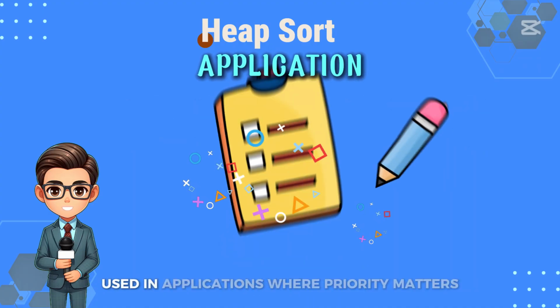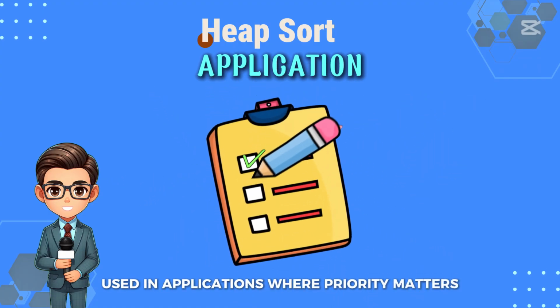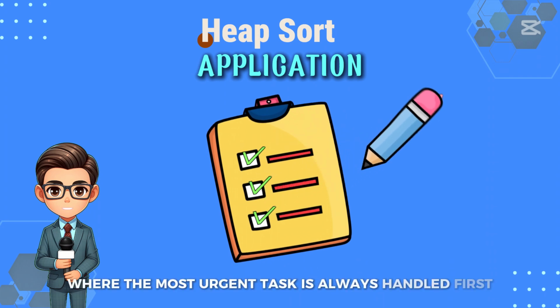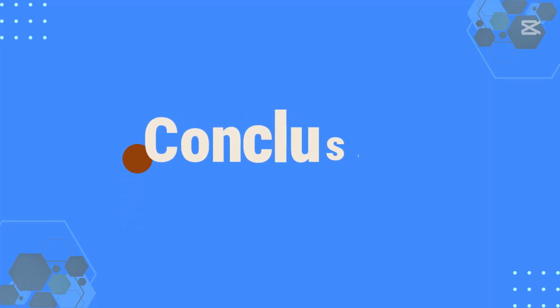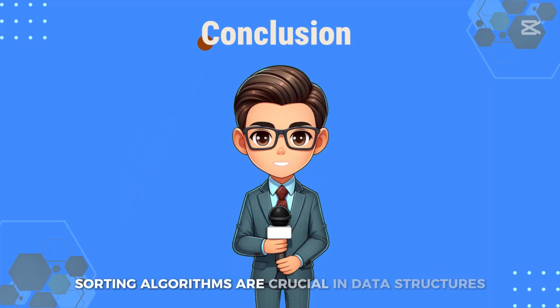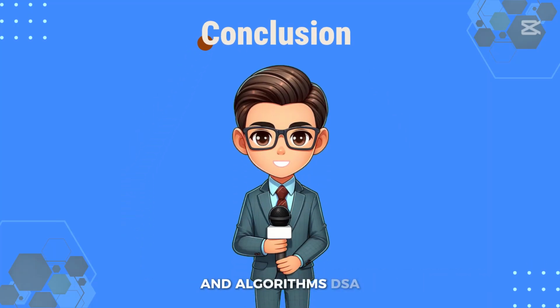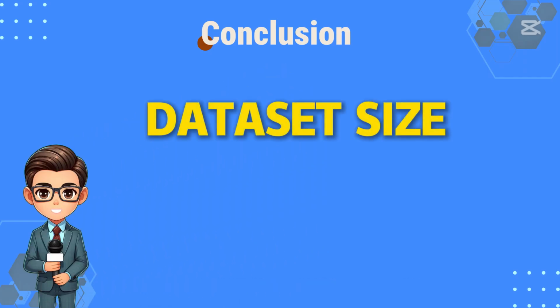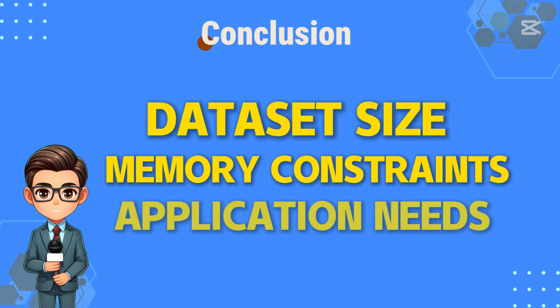Application. Used in applications where priority matters, like managing a to-do list where the most urgent task is always handled first. Conclusion. Sorting algorithms are crucial in data structures and algorithms, DSA. Choosing the right one depends on dataset size, memory constraints, and application needs.